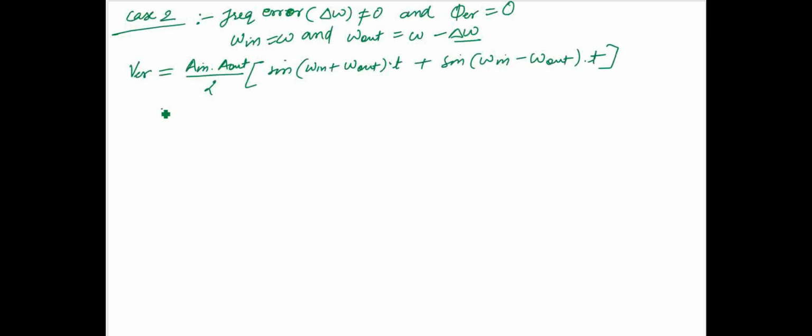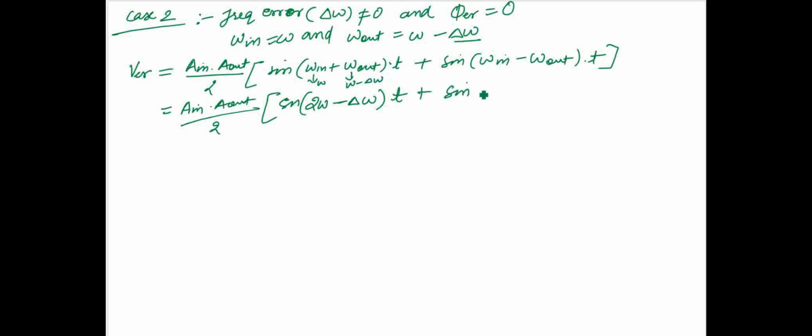So it will be A in A out by 2, then sine, and this will be how much? (2 omega minus del omega) t. This is omega, and this is omega minus del omega, and in the second sine, this is omega and this is omega minus del omega, so the omega part will cancel out, leaving del omega t. So this will be good.